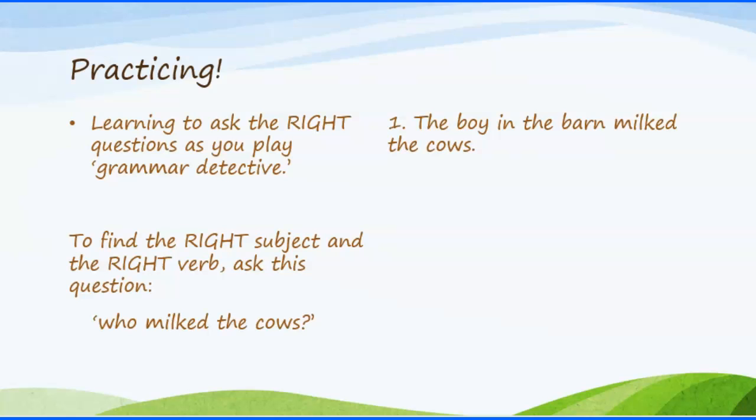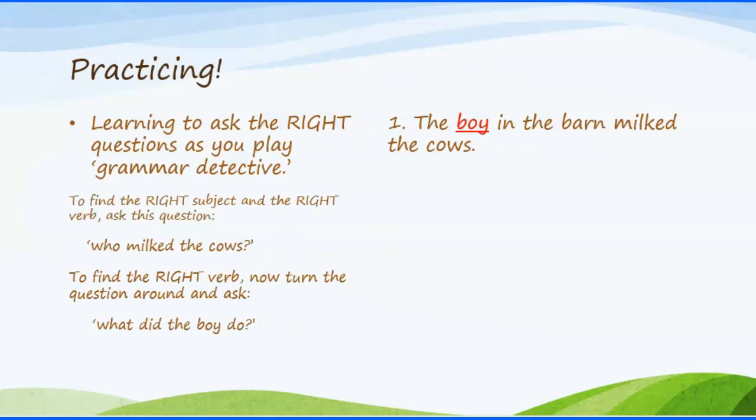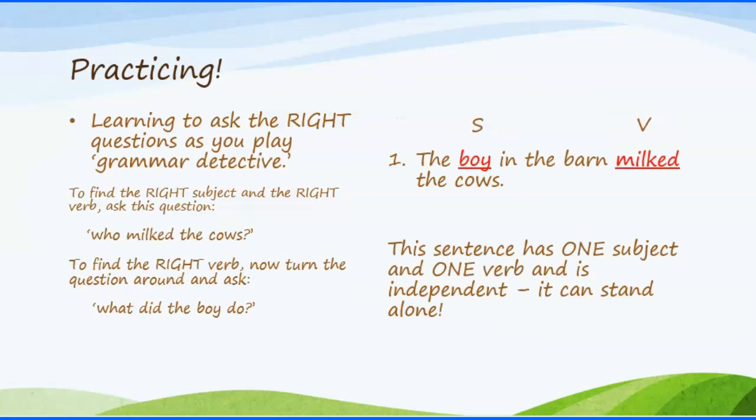So we're going to ask the question first: who milked the cows? The sentence is, the boy in the barn milked the cows. So we want to ask who milked the cows. And if you're paying attention at all, you would tell me that it is the boy that milked the cows. Now, to find the right verb, we want to ask, what did the boy do? And if you're paying attention again, you would be able to tell me that he milked the cows.